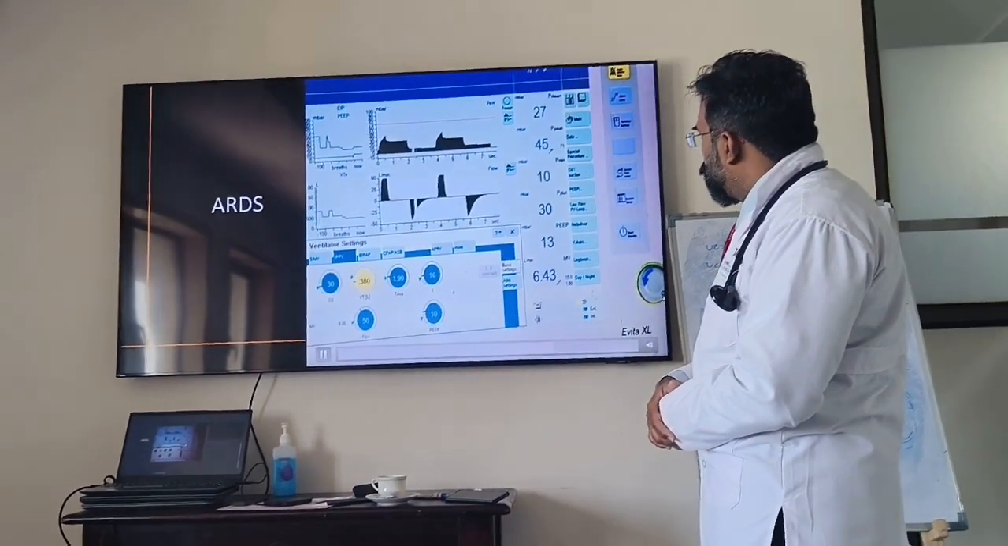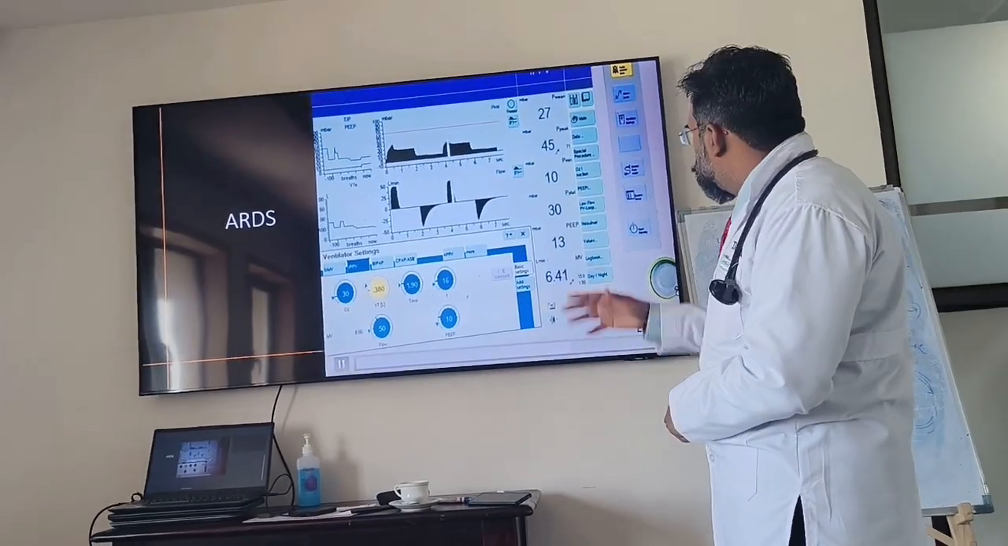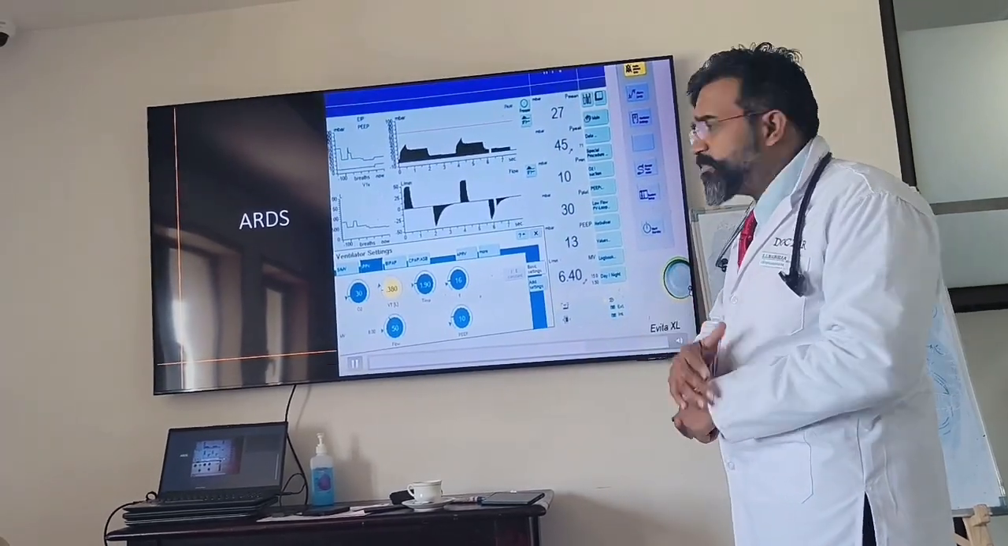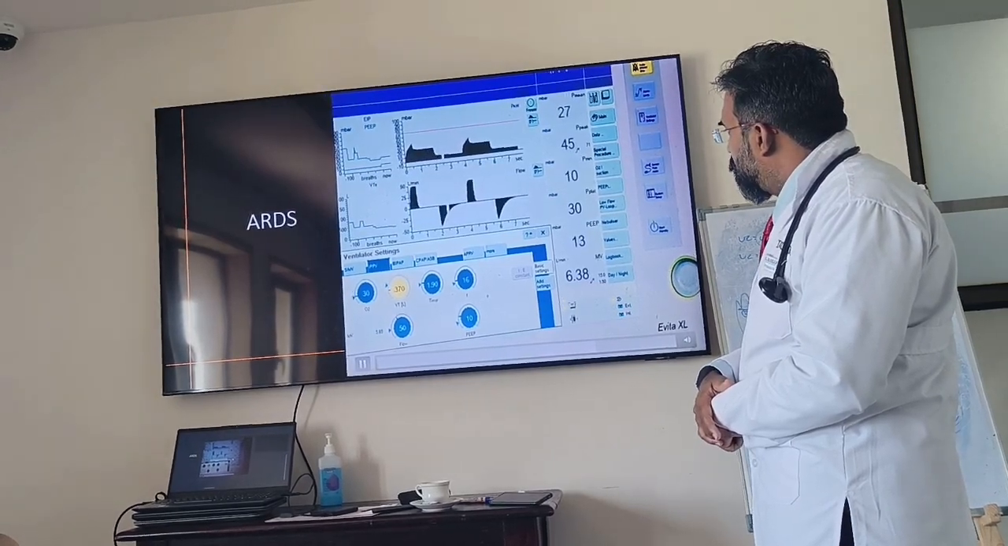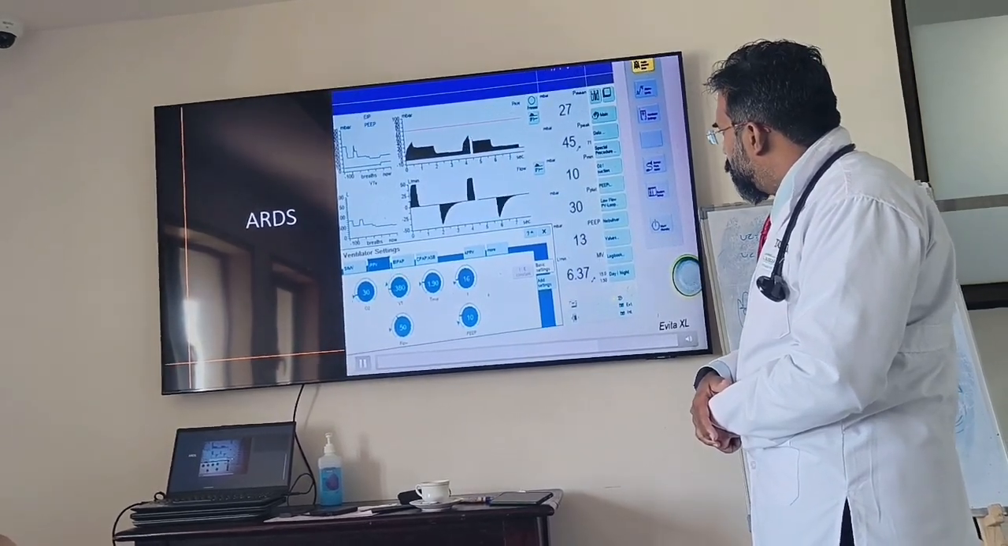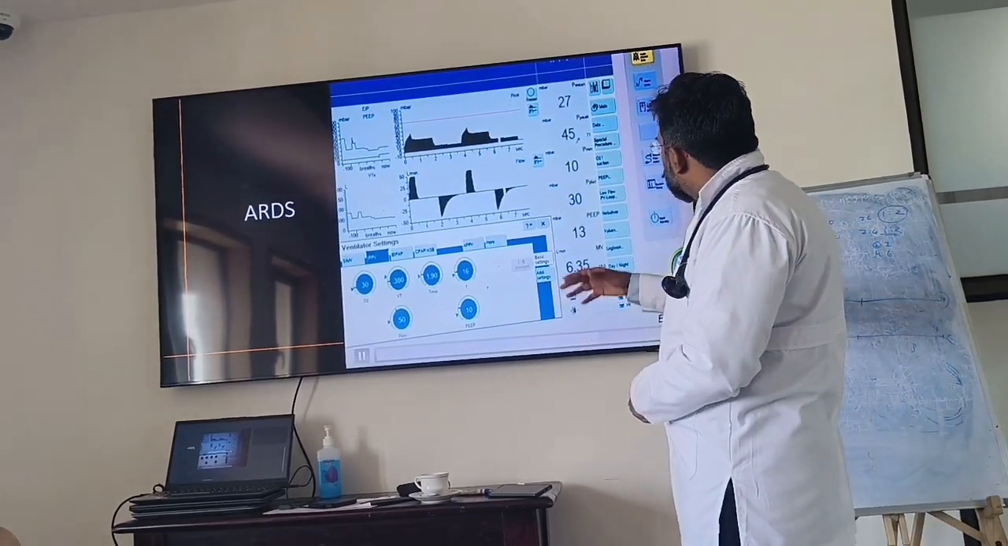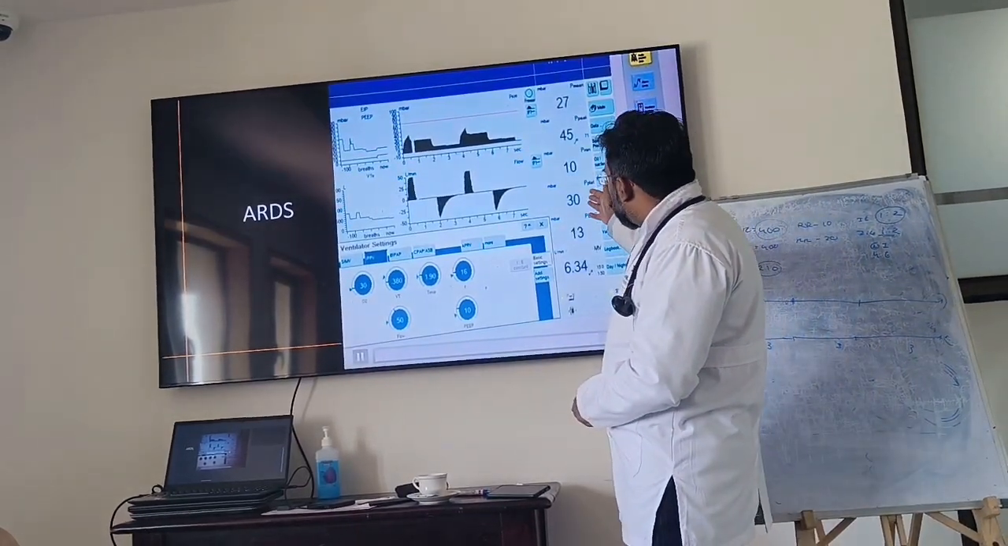So I still want the plateau pressure further down. It's 30. I said 20, actually 25 is better. So I'm reducing the tidal volume further. I reduce my tidal volume to 380. When I reduce to 380, what's going to happen to my plateau pressure? It probably has to come down further.